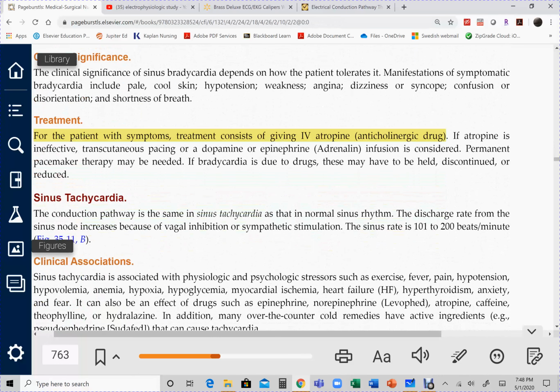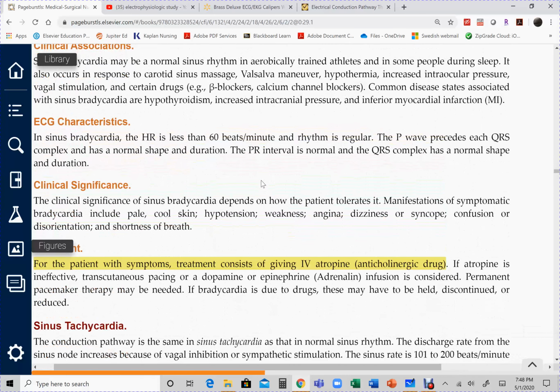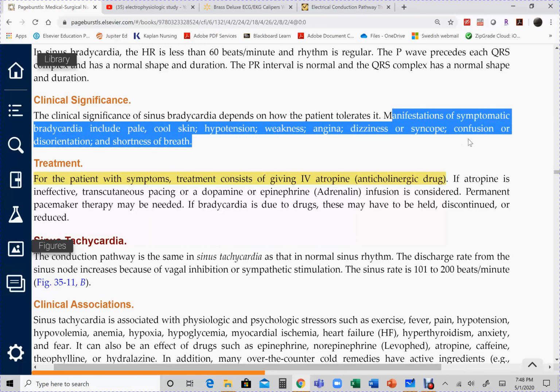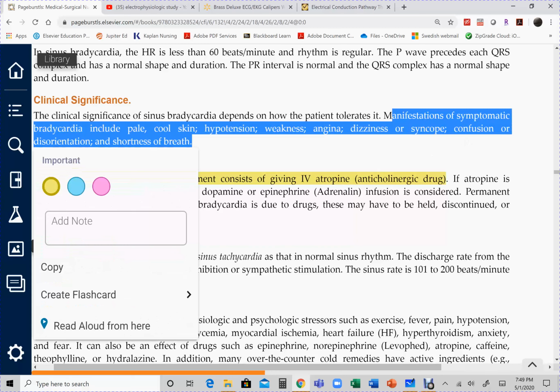Now be careful about the treatment. Not all of them involve giving medications. Look at sinus brady, for instance. It clearly says here, for the patient with symptoms. It did not say, the statement didn't start with treatment consists of giving IV atropine. It clearly says for the patient with symptoms. So therefore, what will be your first action if you see this? You will have to assess the patient. If you find these are these signs and symptoms, yes, therefore your patient is symptomatic, obviously, then you give them atropine.